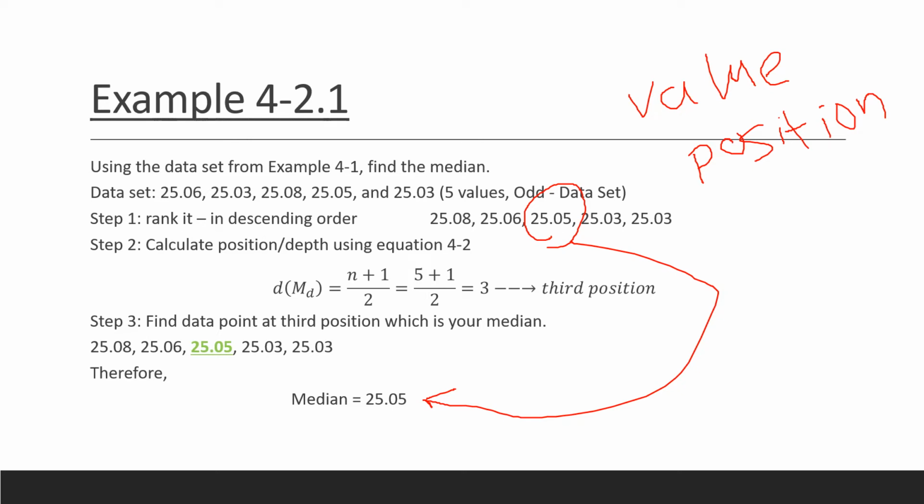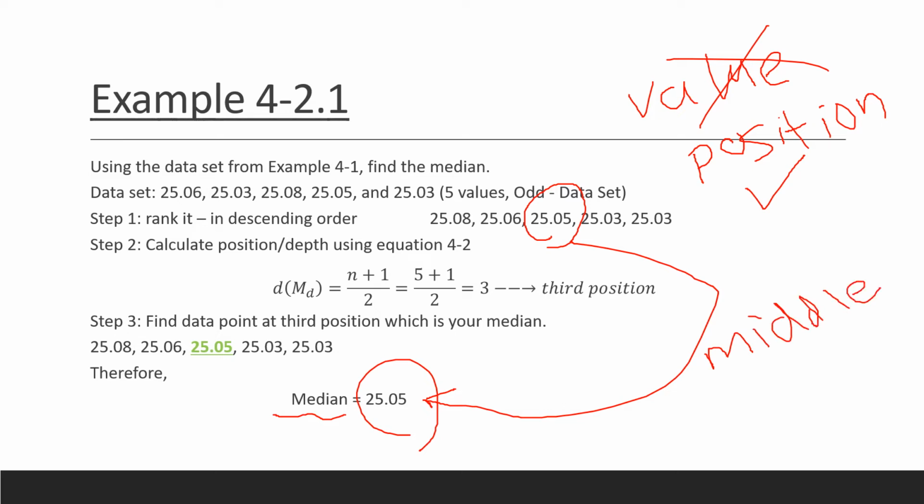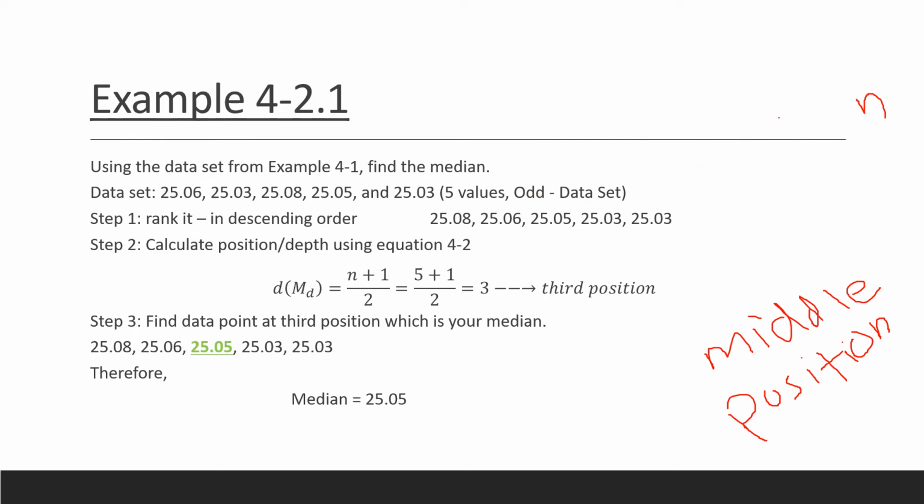So do not think median is a value. It is not a value. It is a position. It says so: the middle position, M-I-D-D-L-E, middle position. I have to say this because last semester I assumed that when you read it, you get it. It's not, you're not getting it. Maybe you're not reading it, that's why you're not getting it. So you have to read. Median is the middle position. It isn't a value. Median is not 25.05. Median is the third position where you're going to find 25.05 for this particular data set.